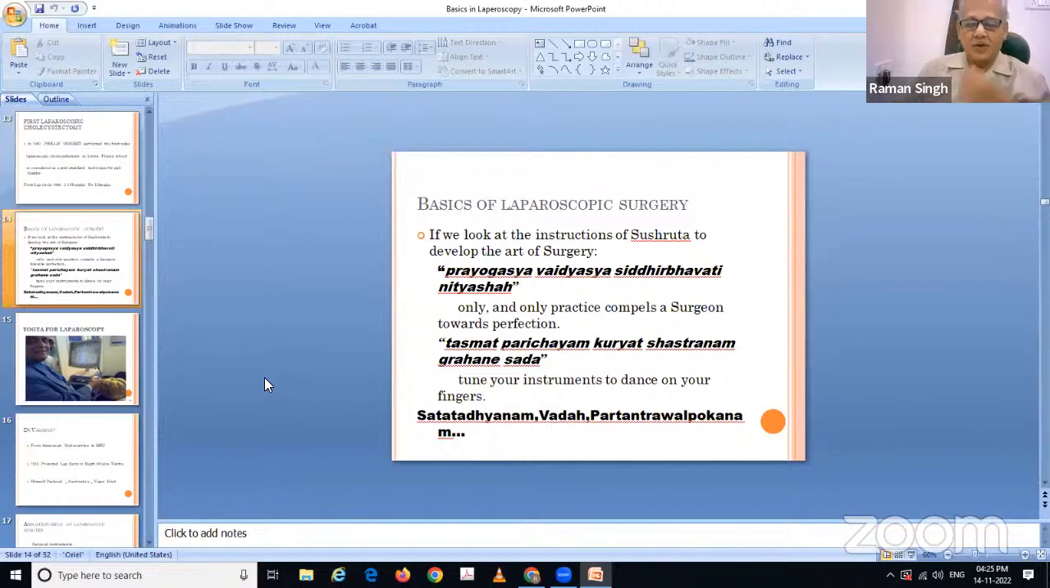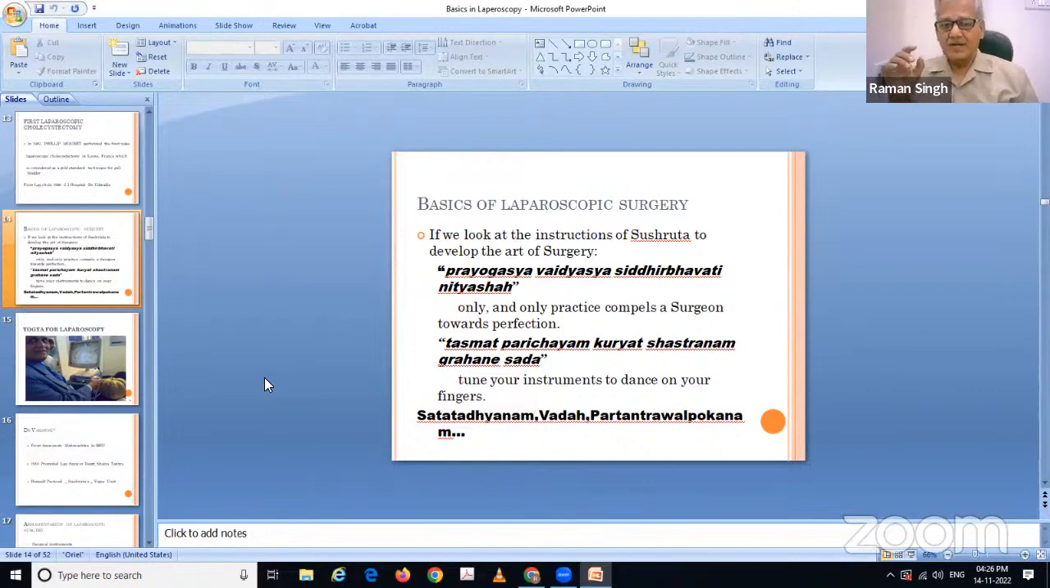And regarding the basics of laparoscopic surgery, if we go through our Ayurvedic literature, if you want to attain siddhi and be a good surgeon, regular practice is very essential. That's why in the Yogya chapter it is described by Acharya: Prayogasya Vaidyasya Siddhir Bhavati Nityasha. Regular practice you have to do. In laparoscopic surgery, you are also advised to do regular practice. Tasmat Parisram Kuryat Shastranam Dhananase.